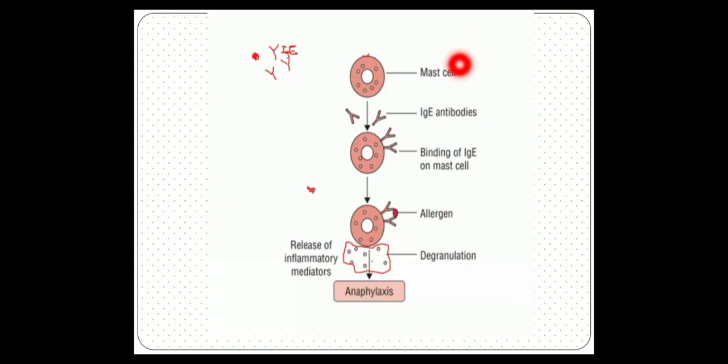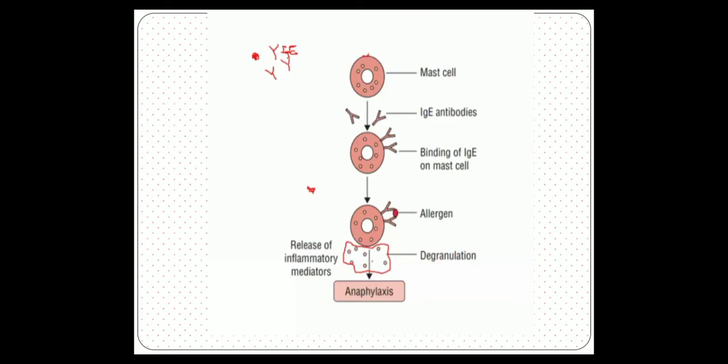This is the mast cell. This is the IgE antibodies produced against the allergens. This will bind with the mast cell, and the binding of IgE on the mast cell forms a structure called the sensitized structure, the sensitized phase. And whenever the same allergen binds again, cross-linking occurs between the antibodies for the same allergen, and then degranulation occurs and release of inflammatory mediators occurs, and this is called anaphylaxis. This is the mechanism of anaphylaxis.